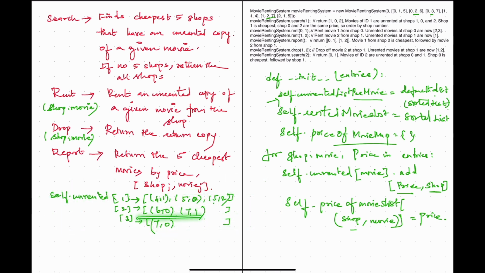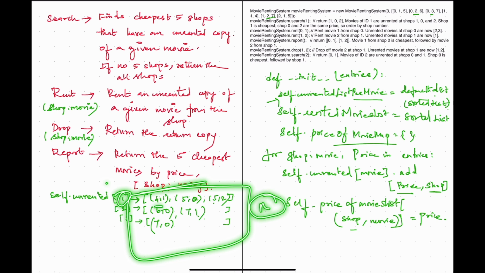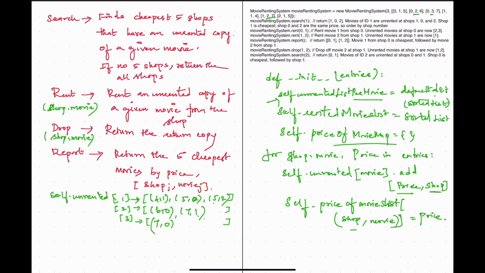Otherwise you have to keep on traversing whatever movies have that same value. If you store everything in a single sorted list, we have to verify the whole n entries and see whether each one is the same movie. That will be cost consuming. That's why we store a sorted list per movie, so we can return up to 5. If it is less than 5, you just return whatever the list contains. Got it? So this is how self.unrented works.